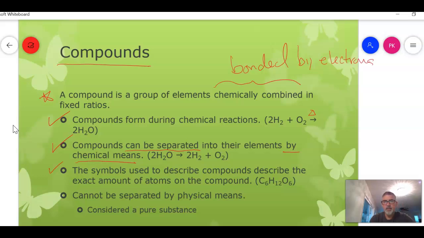Symbols are used to describe the exact amounts. So compounds, I'm going to expand on this. Oops, I say it right down here, so I have to say it. Right? So compound, chemically combined, and here's an important thing, in fixed ratios. Right? So fixed ratios means that the numbers have to be the same. So if I look at this compound right here, these are subscripts.